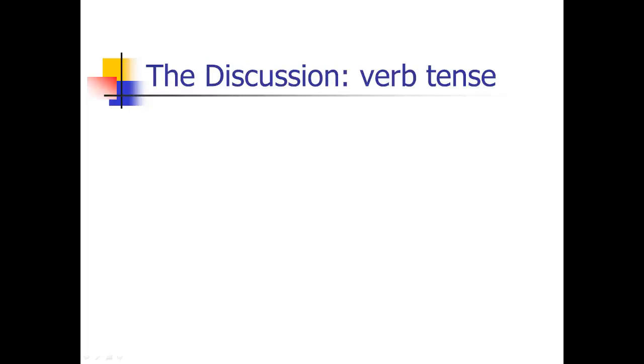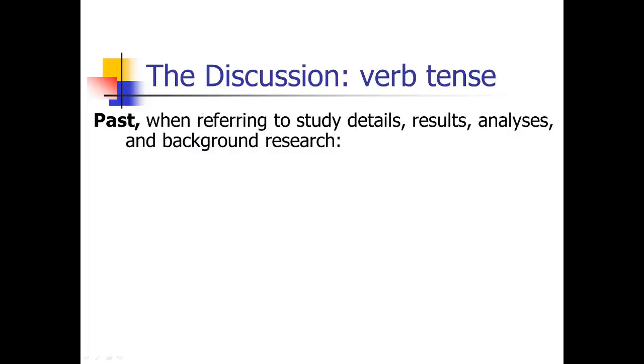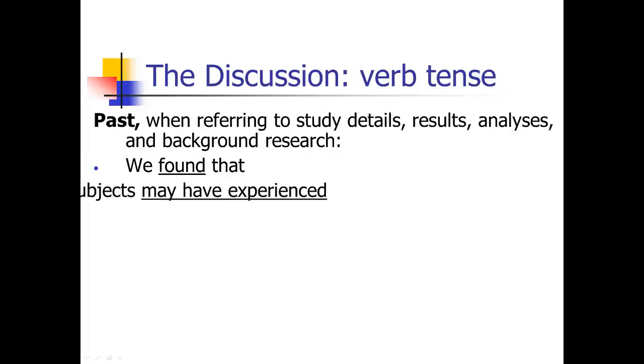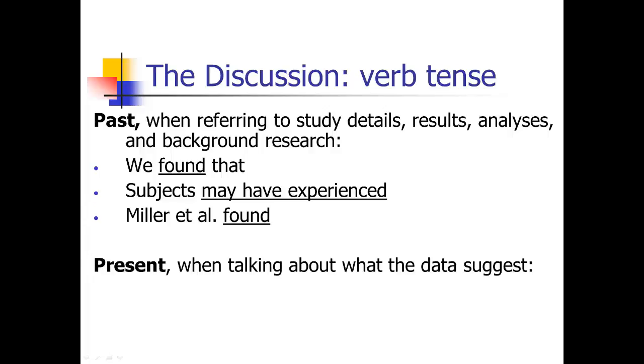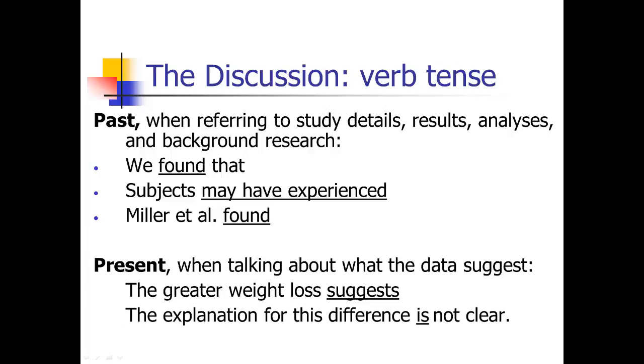In terms of verb tense in the discussion section, first of all, your verbs should be in the active voice for sure. And then similar to the methods, results, and introduction sections, you're going to use the past tense when you're referring to things that have already been completed. Those are study details, results, analyses, because you've already completed the analyses, and other people's work. So: we found that, subjects may have experienced, Miller et al. found. But you're going to use the present tense when talking about what the data suggests, because the data are still suggesting that. The greater weight loss suggests. The explanation for this difference is not clear. Potential explanations include.